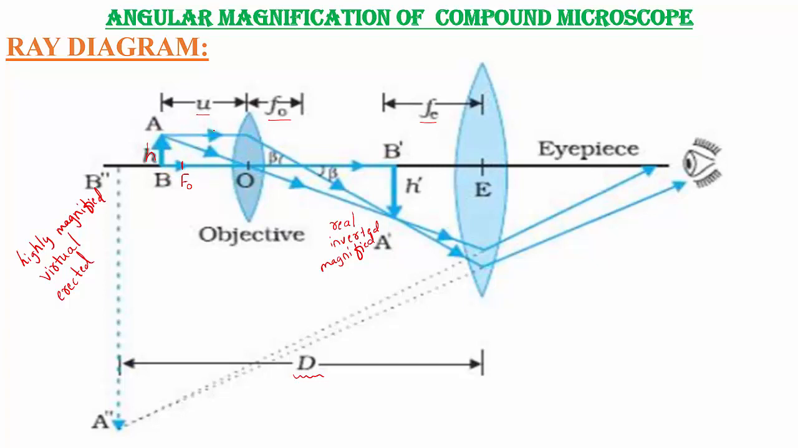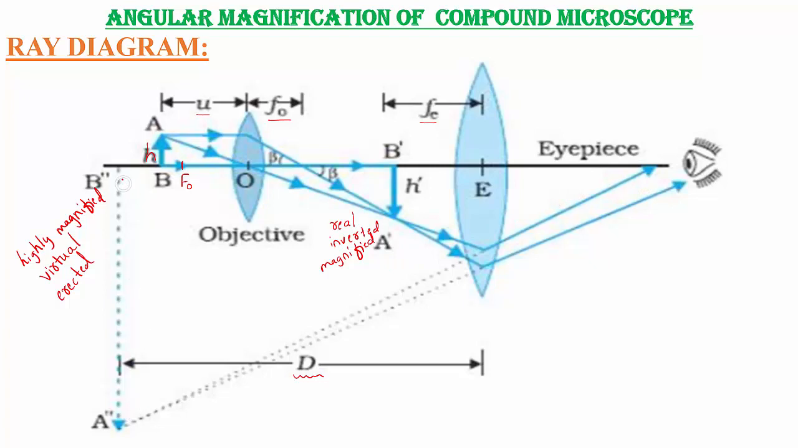From this object, two light rays are emitted. The refraction of light takes place so that they converge at A' B'. A' B' is a real, inverted and magnified image of the object AB. And also this A' B' is acting as the object for the eyepiece. From this object again two light rays are emitted. The refraction of light takes place. After refraction they are not converging, but for the person these two refracted rays appear to be coming from the point A'' B''.